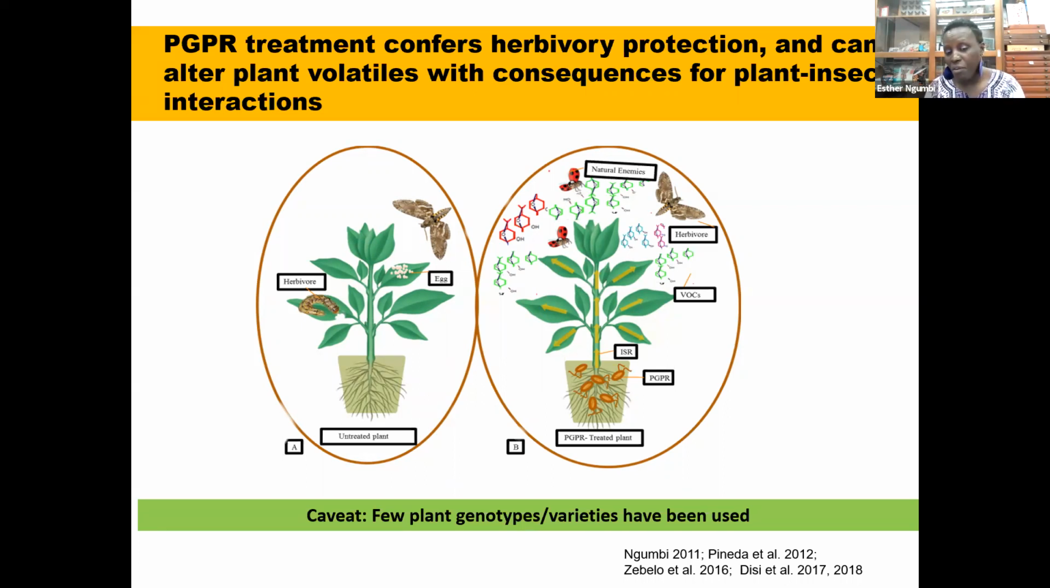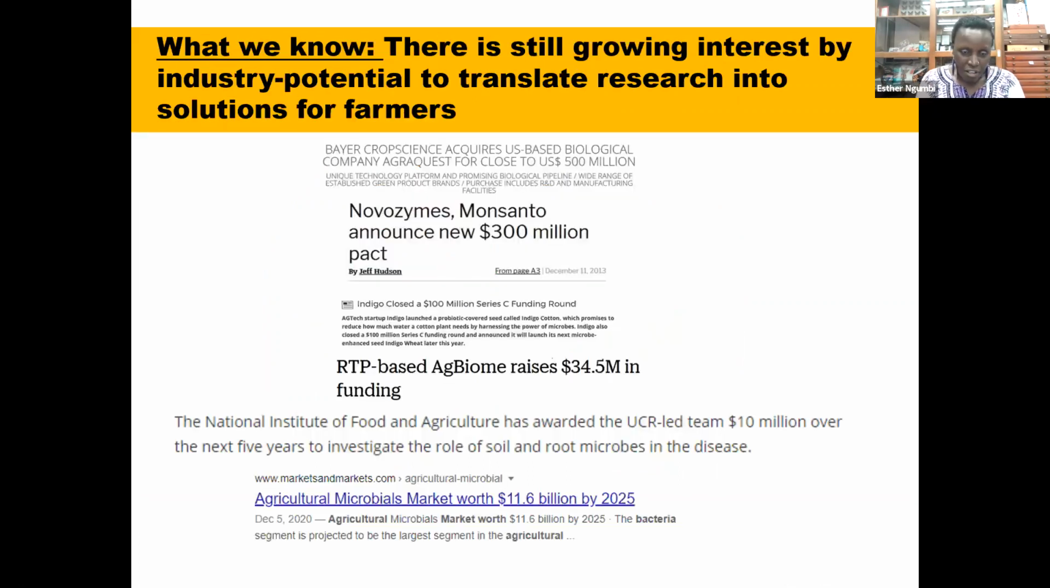And building on my work with mycorrhizal fungi, we know that host plant genotype can shape the outcome of plant-microbe interactions. But we also know that there is a growing interest by industry, and so there's potential to translate research into solutions for farmers. During my PhD, part of the work that I did opened up patents and licensing of the technology to companies, including Bayer, to make products that can then be used by farmers.